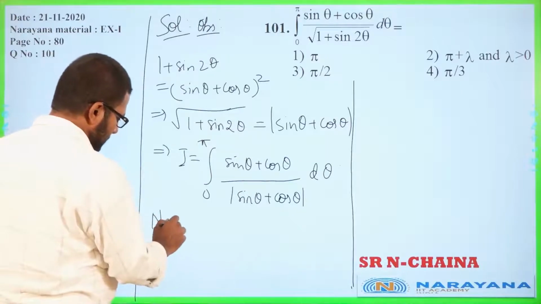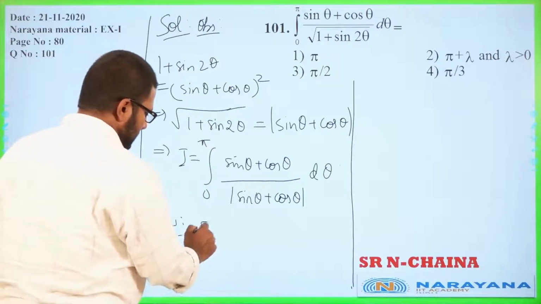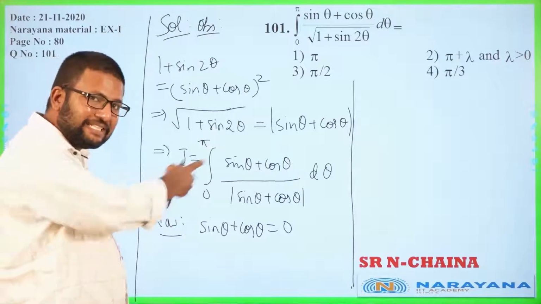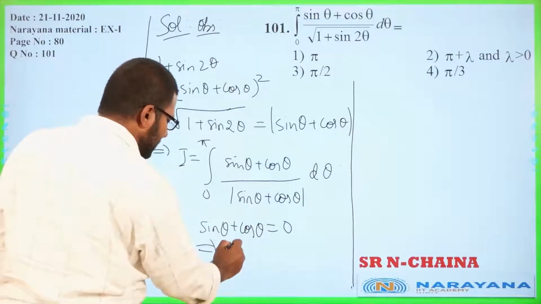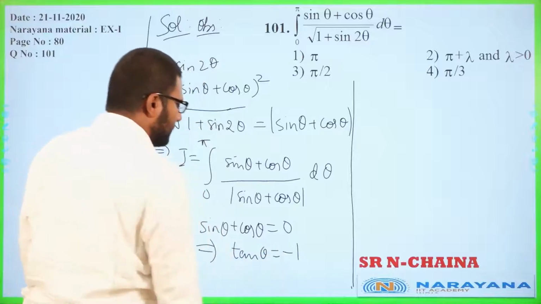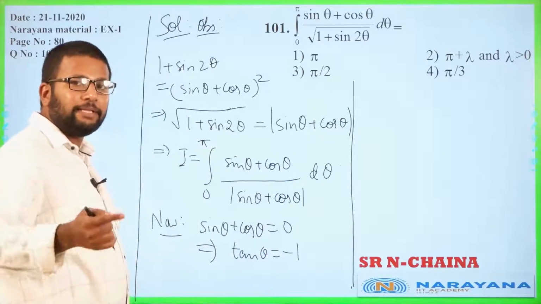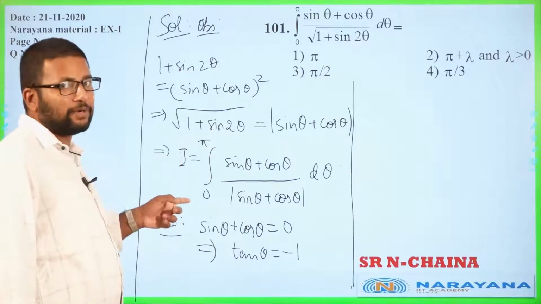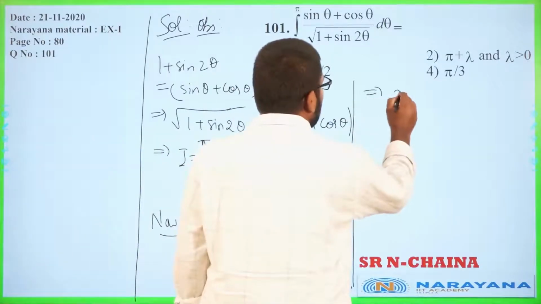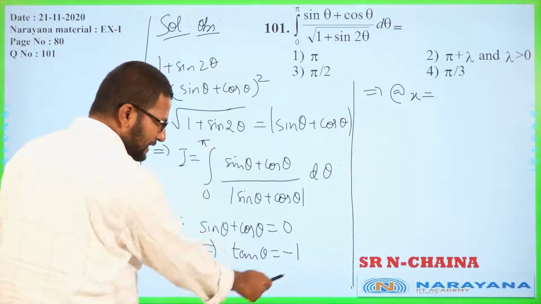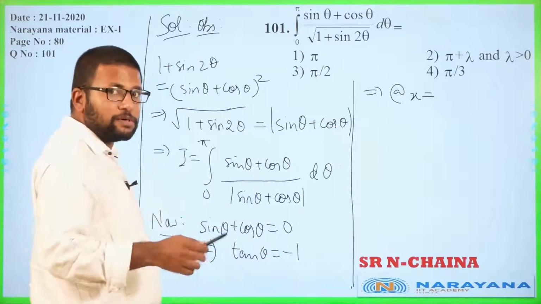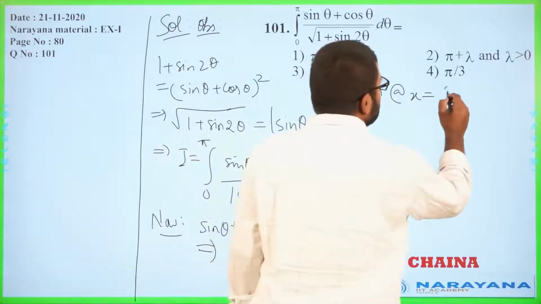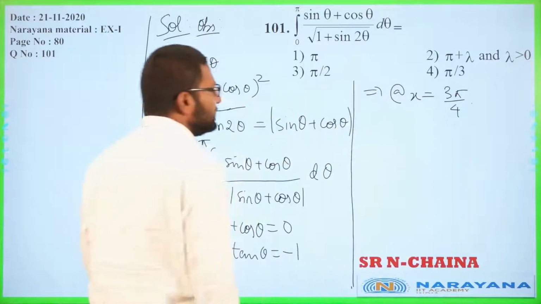Now, sin theta plus cos theta equal to 0. We want to check at which point it changes sign. Means you take this there and bring it down, tan theta equal to minus 1. When is tan theta minus 1? It can be in the second quadrant or it can be the third quadrant. Of which, which value is in 0 to pi? The second quadrant value, right? Which means when is tan theta minus 1? When x is equal to 3 pi by 4, 180 minus pi by 4. So at x equal to 3 pi by 4, 135 degrees.